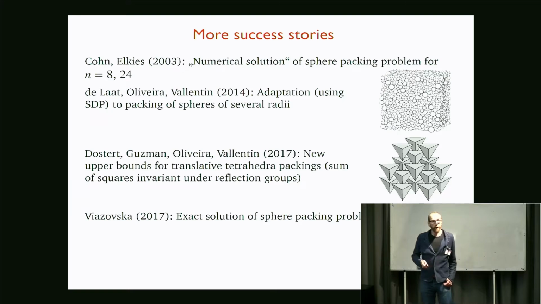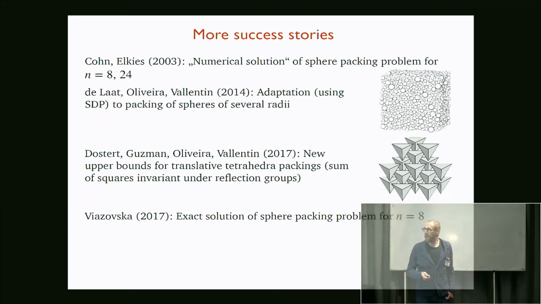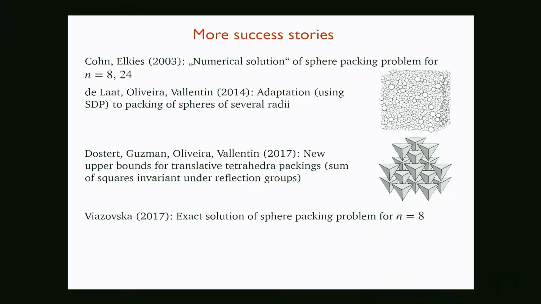And then recent breakthroughs by Maryna Viazovska. She could use this framework to find the exact solution for the sphere packing problem in dimension 8. So she could find the optimal solution of the theta number. And this is very, very tricky because next to algebraic geometry, she also had to introduce some number theory to the picture, and she had to introduce some modular forms to find the optimal solution for the theta number.